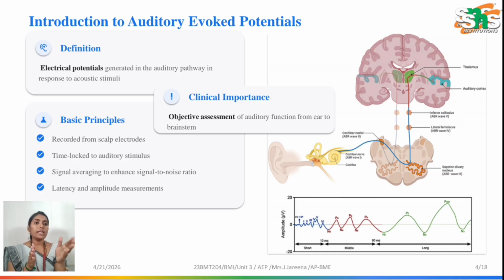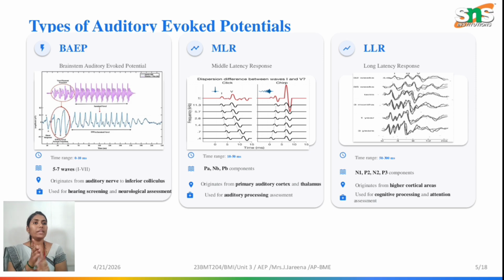On the right hand side I have given the auditory pathway picture. You can see from the external ear, then through the nerve, it goes to the sensory part of your brain, that is the auditory cortex, and the thalamus. So this is the path we are going to monitor in auditory evoked potential. We have three different types of auditory potential. First one is BAEP, that is brainstem auditory evoked potential. Second one is MLR or middle latency response, and third one is LLR or long latency response.